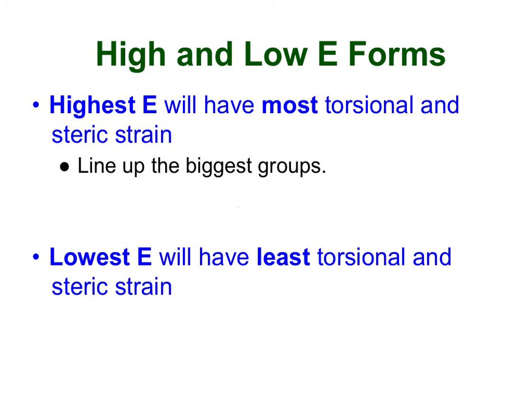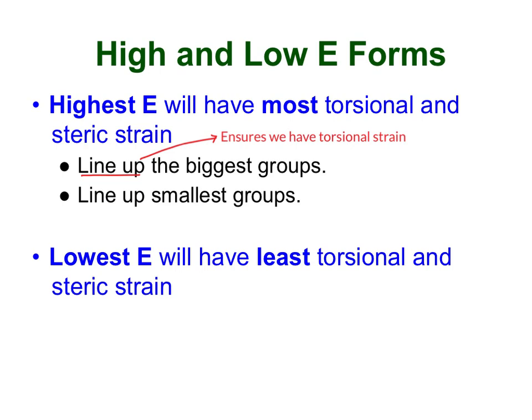We have torsional strain because the bonds are lined up. The big groups are together, they might bump into each other, and that's what we are looking for if we're looking for high energy. The other thing we'll do, if we have different kinds of groups on the front and the back, is line up the smallest groups. This will ensure that the second biggest groups are together, which is really what we're trying to do. If you line up the biggest and the smallest, you'll have the very biggest group together, the second biggest groups together, and then the least big groups together. That's going to cause the most steric strain. So that's what we're looking for.